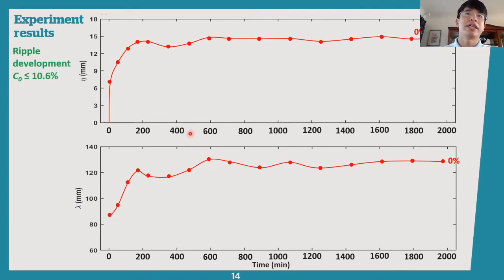As you can see, the clean sand ripples appeared from the flatbed very quickly, and the ripple height increased and developed very quickly as well. Both ripple height and wavelength reached a stable state before 200 minutes.